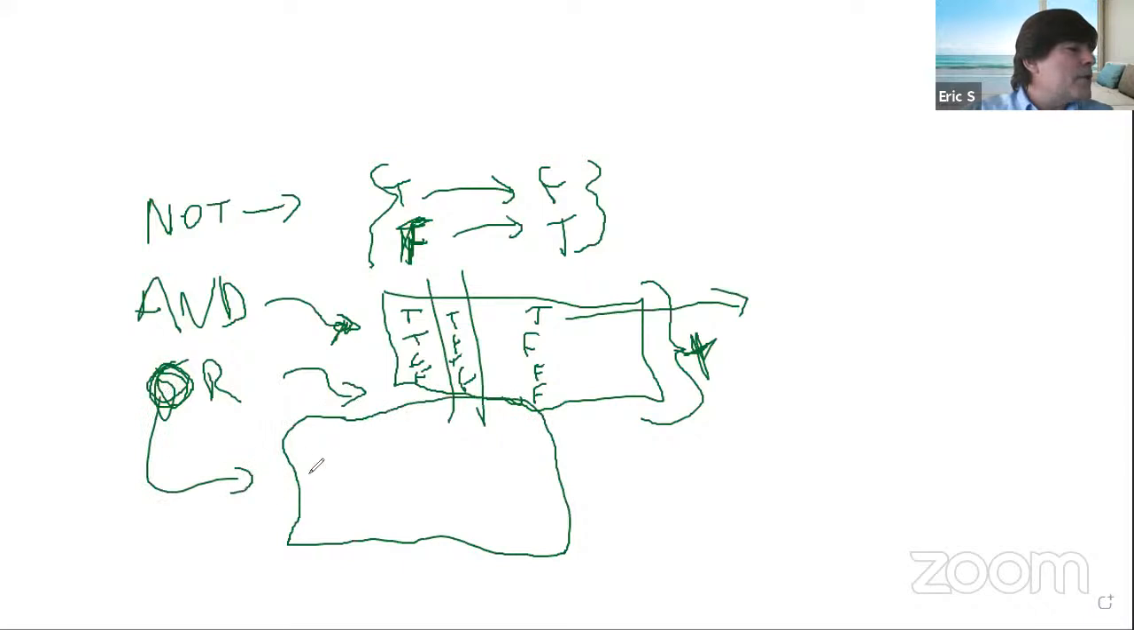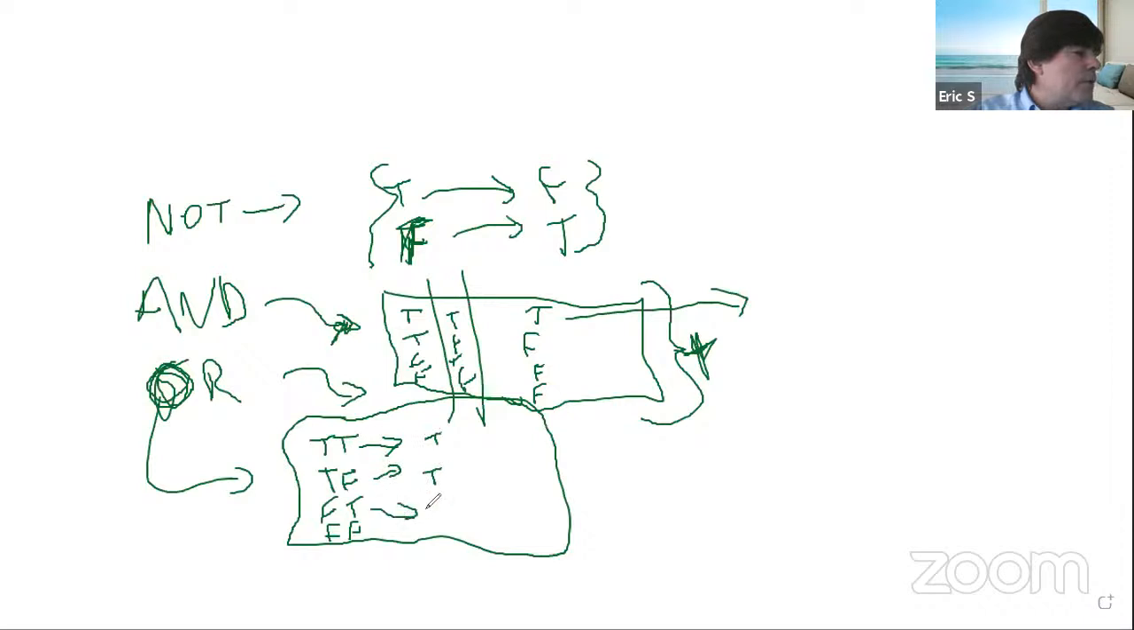For the or operation, it's different. It's true, false, false, true. If you take the or between a true and a false, or a true and a true, this will get you a true. This will get you a true.